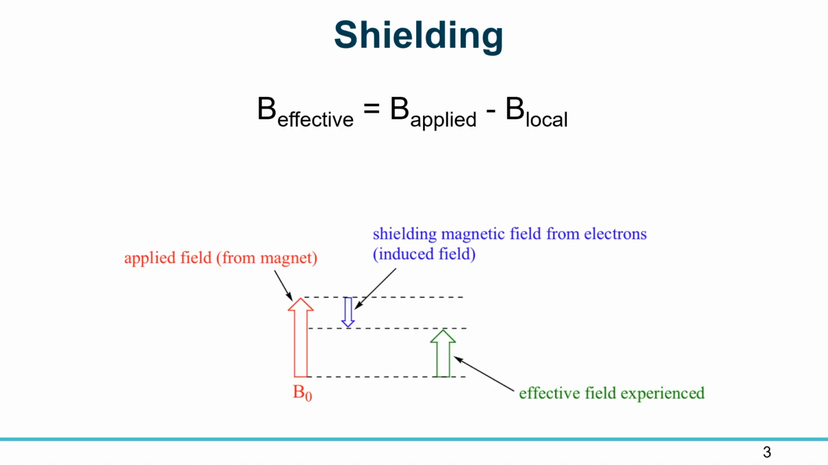Alternatively, we can represent this visually with the image at the bottom of the slide, which shows that the shielding magnetic field from the electrons, shown in blue, reduces the applied magnetic field from the magnet, in red, to give the effective field experienced, shown in green.